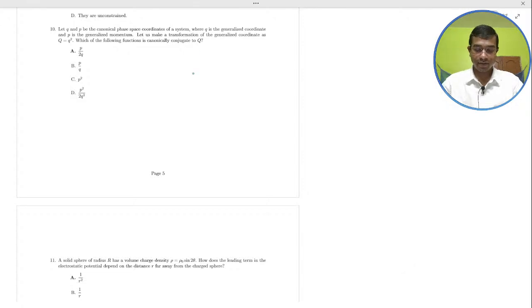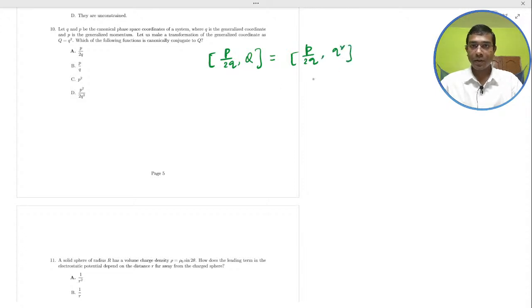Here, the commutation of P by twice q with capital Q is nothing but P by small q with small q square. This is equal to 1 by twice q. Put this value, P q square, this is equal to 1. Therefore, you just put 1 by 1 in the options and check which is 1.